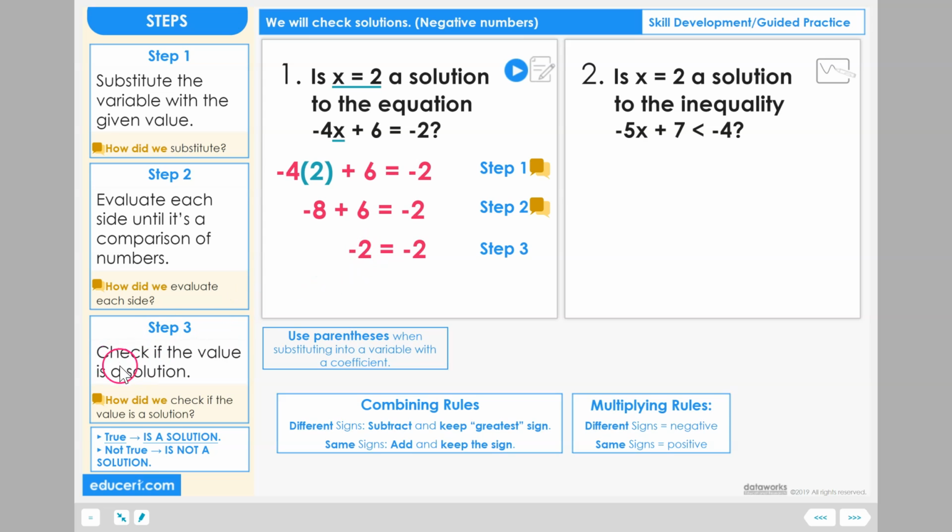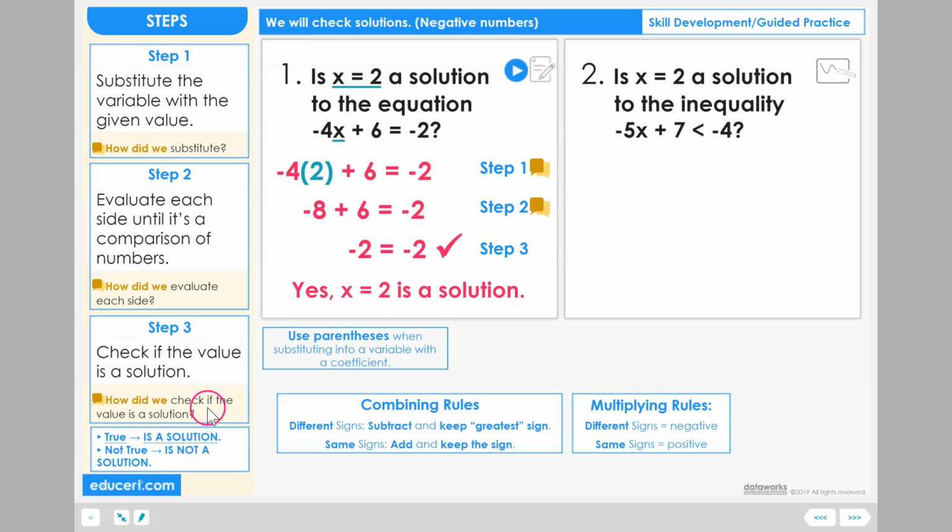Step 3. Check if the value is a solution. We know that the value is a solution if this final number comparison is true, and it is true. So yes, x equals 2 is a solution to the equation negative 4x plus 6 equals negative 2, and we know because we took the value x equals 2, we replaced it in the equation, we evaluated both sides, and we ended with a true comparison of numbers.